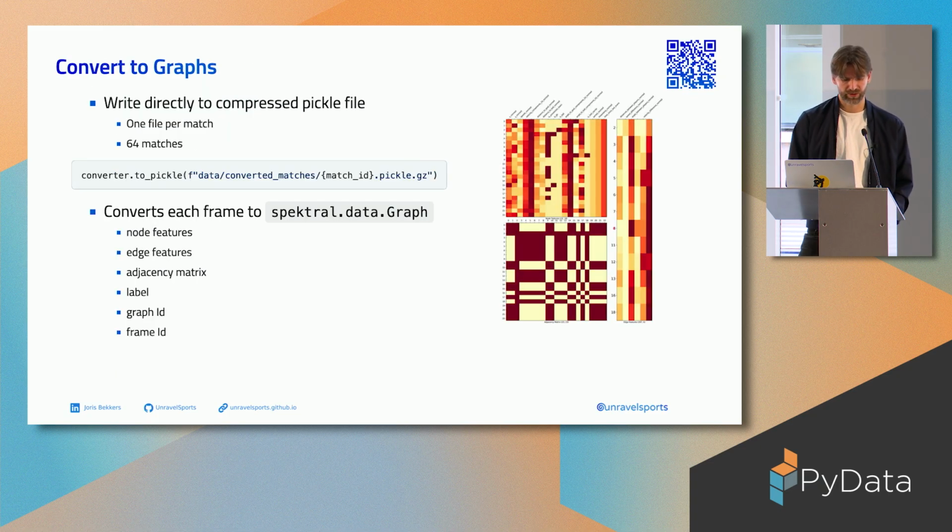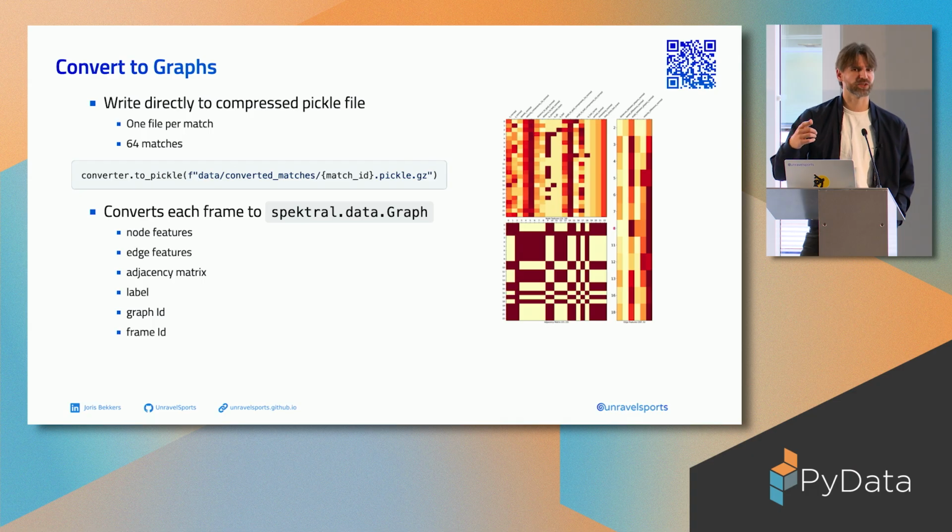Now that we have our converter ready, we're going to output this data to pickle files. So we use compressed pickle files, 1 pickle file per match. And each frame, again, is 1 spectral graph. So for a single game, we might have like 20,000 or 30,000 graphs. Those include the node features, edge features, adjacency matrix, and the label, and then also the graph ID. And most importantly, probably, and this was a late addition, is also the frame ID.